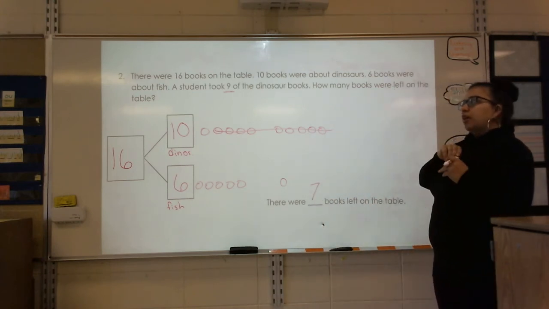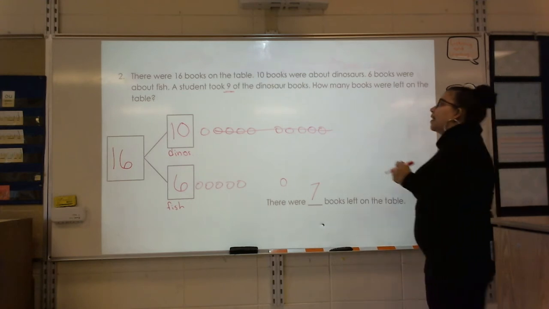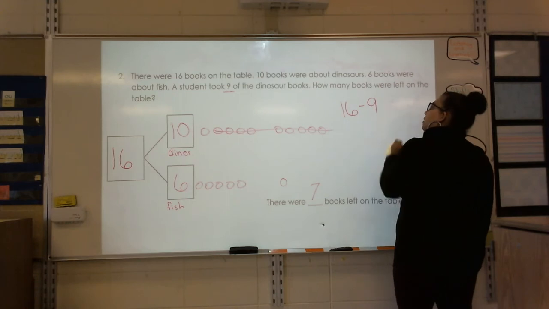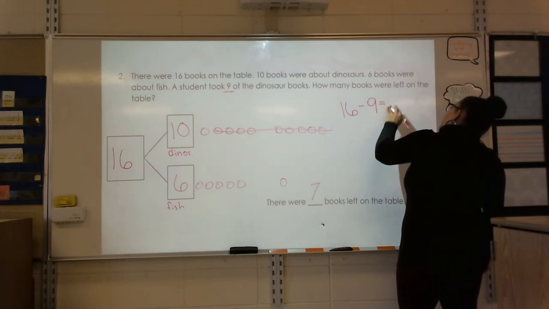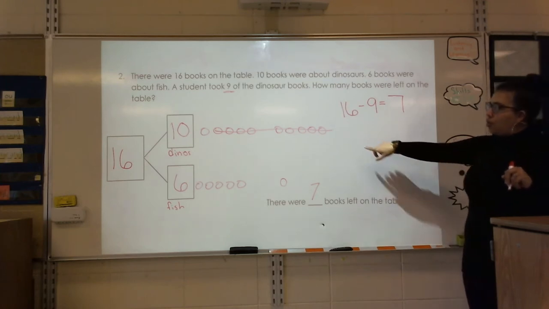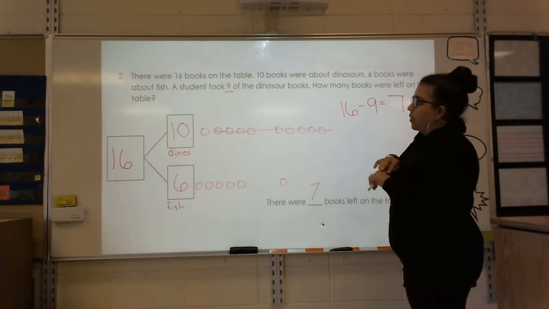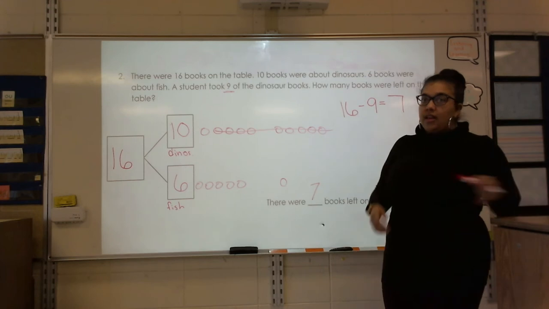Good. So just real quick, could you tell me what this would be as a number sentence? Yes, all the books minus the 9 dinosaur books is equal to the 7 books left on the table. What we did, look, we took from the group of 10 because that's what we were told. There were 10 dinos and 9 dinos were taken. None of the fish books. That's what we started with.